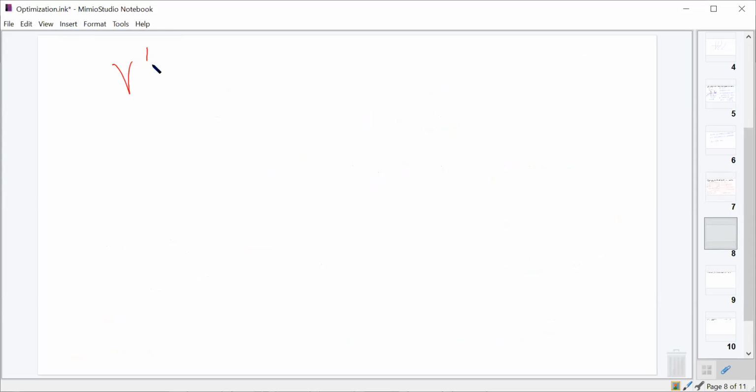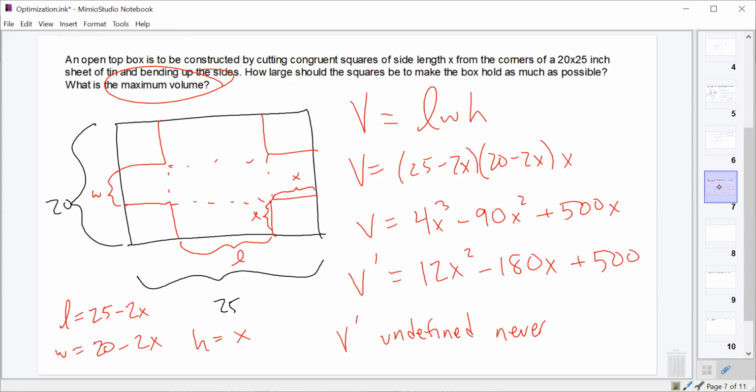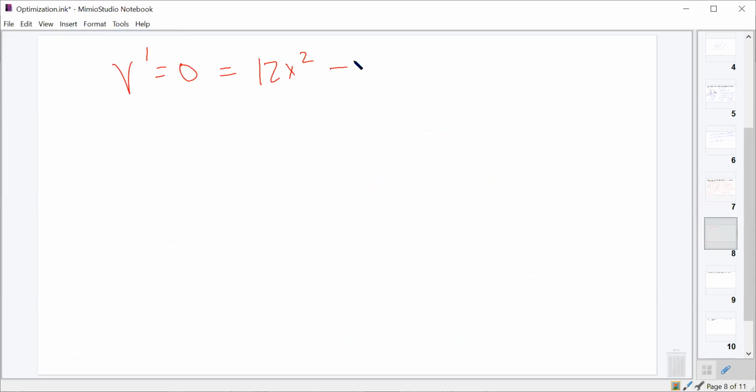So v prime equals 0 if 12x squared minus 180x plus 500 equals 0. Looks like we can divide all those by 4. So that'd be 3x squared minus 45x plus 125 equals 0. And unfortunately, that doesn't factor, so we'll have to use the quadratic formula on it.